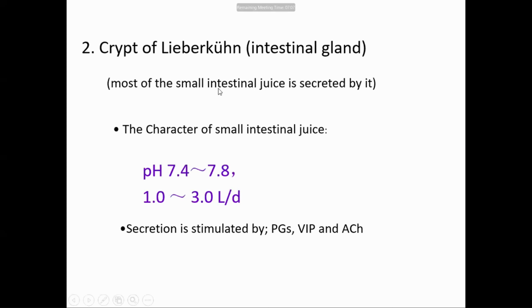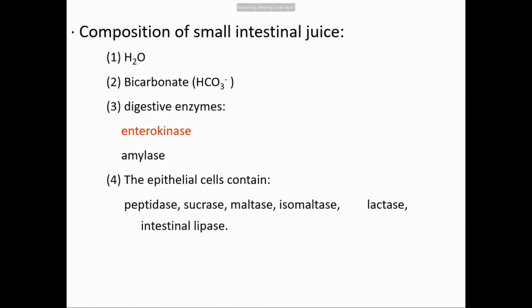Most of the small intestinal juice is secreted by the crypts of Lieberkühn. The pH of the small intestinal juice is about 7.4 to 7.8. One to 3 liters per day is secreted, and the secretion is stimulated by prostaglandins, vasoactive intestinal polypeptide, and acetylcholine. Small intestinal juice mainly contains water, bicarbonate, and digestive enzymes such as enterokinase and amylase. The epithelial cells or brush border cells contain peptidases, sucrase, maltase, isomaltase, lactase, and intestinal lipase, which are present in the small intestinal juice.